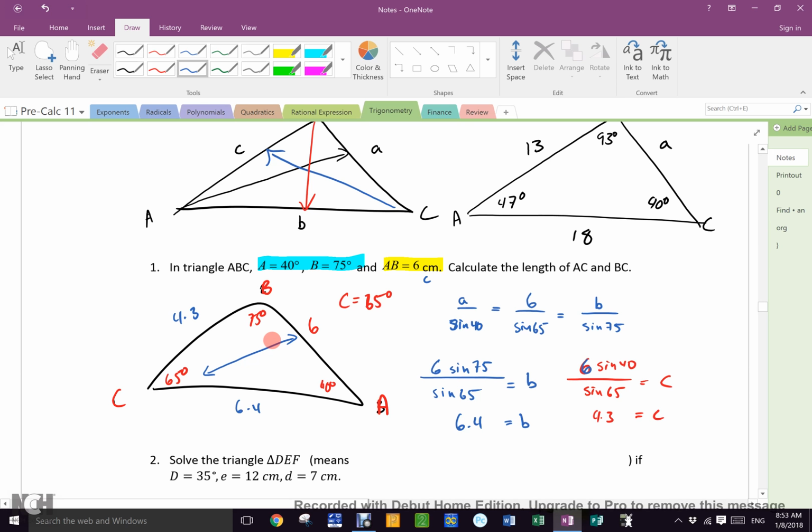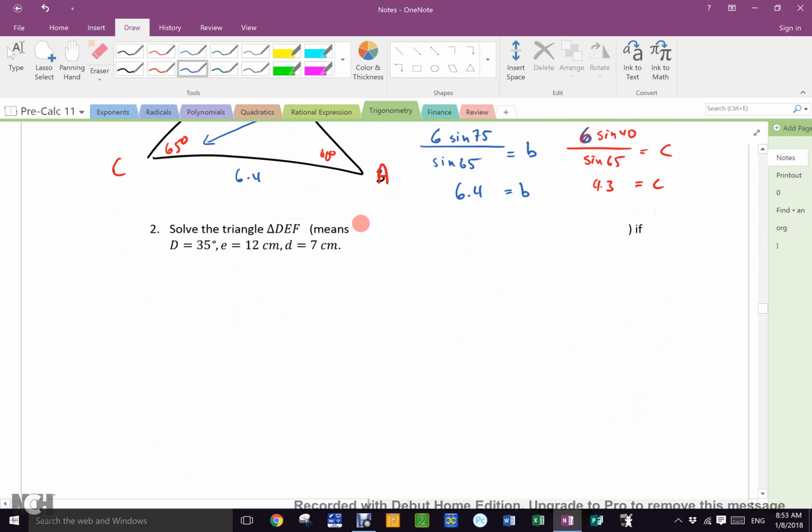Okay? So let's look at the next one. Who remembers what the phrase solve the triangle means? Yes, it means find all sides and all angles. So let's do this thing. What do I know in my triangle right there? I know one angle and two sides, correct? Do I have a triangle yet? No, so I better draw one, right? Does it matter how I draw it?